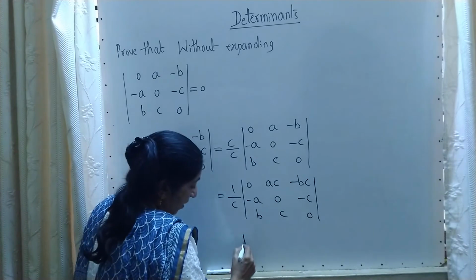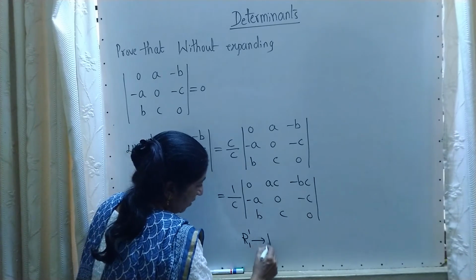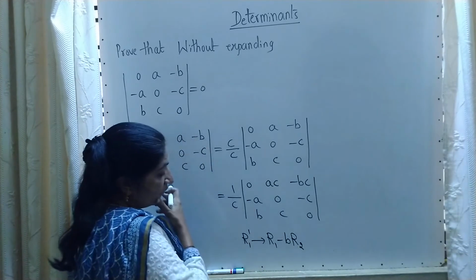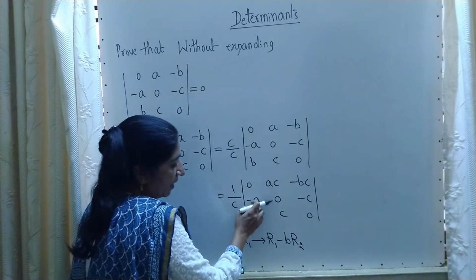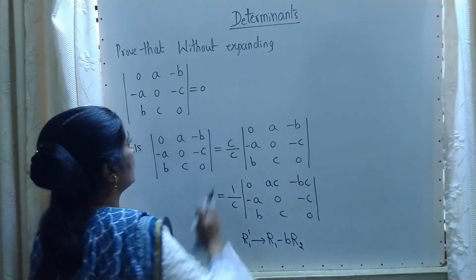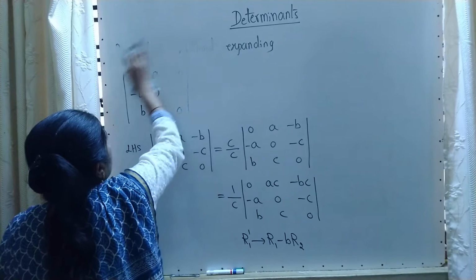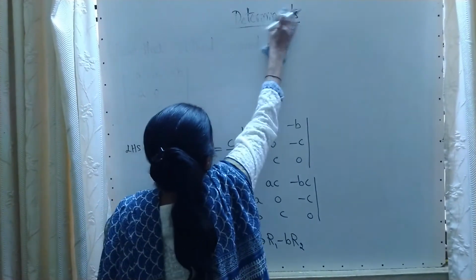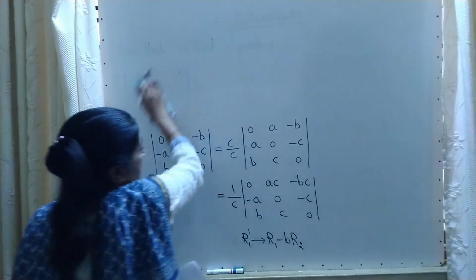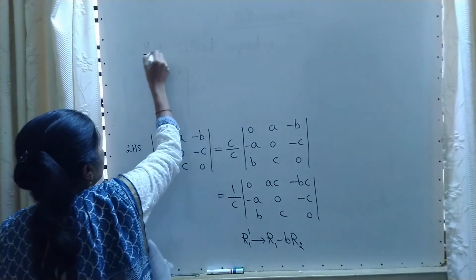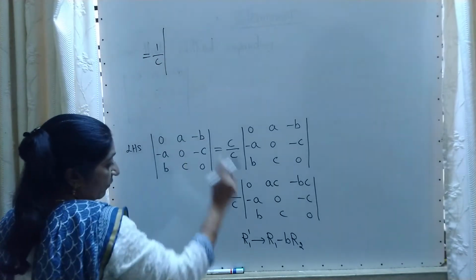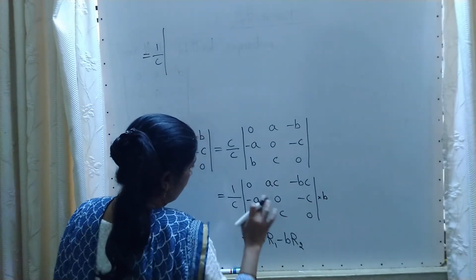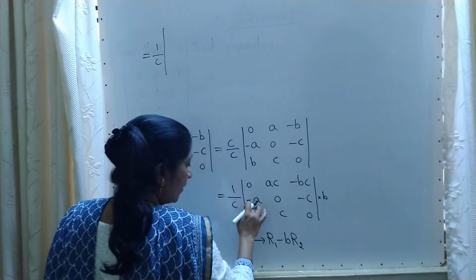Now I am applying R1 dash as R1 minus B into R2. That means the second row I am multiplying with B, then subtracting from the first row. So write down that. Then outside 1 by C as it is. So what are we doing? We are changing the first row. So this is multiplied with B. Write it by pencil. So it is multiplied with B and we are taking a subtraction.